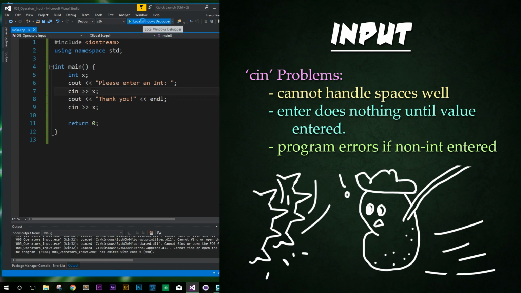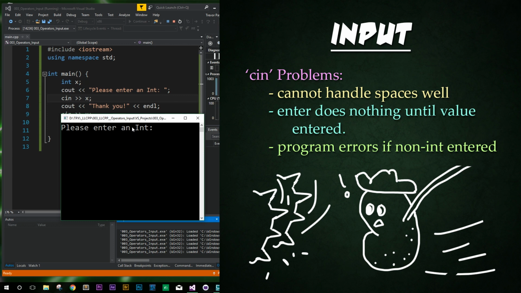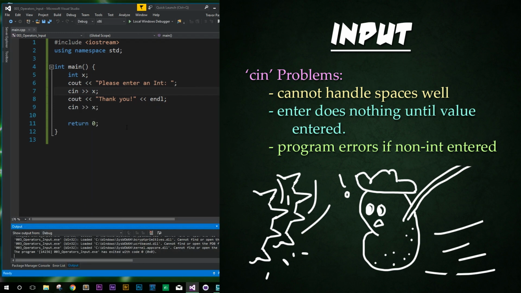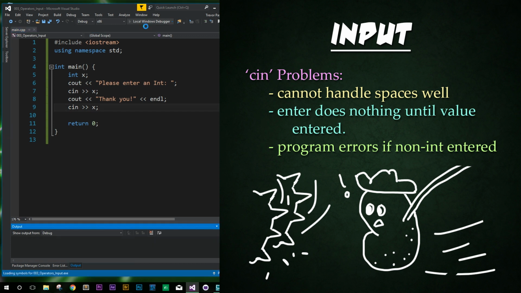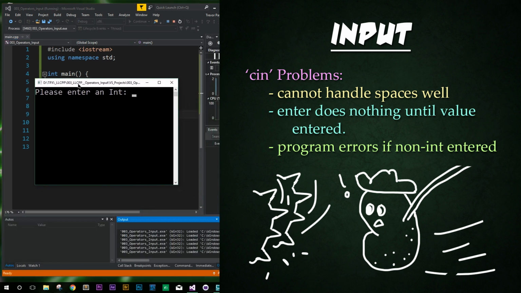Let's go ahead and rerun it real quick. Here's our window. So the first problem is it cannot handle spaces very well. Watch what happens if I type 1 space 1 and then type enter. It immediately exits out the program. The reason being is because the space is interpreted as the enter key, and it just passes it in to the next time that we call cin. So 1 is passed in here, and then the second one was passed in here. So that could be a problem if you're entering in multiple values. Nextly, the next problem is if you press enter.